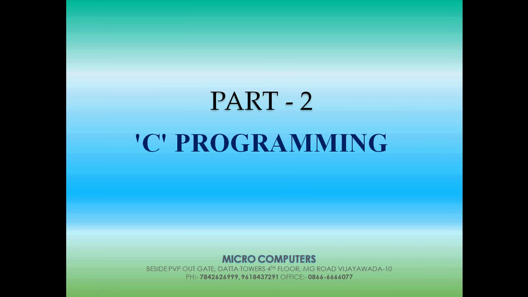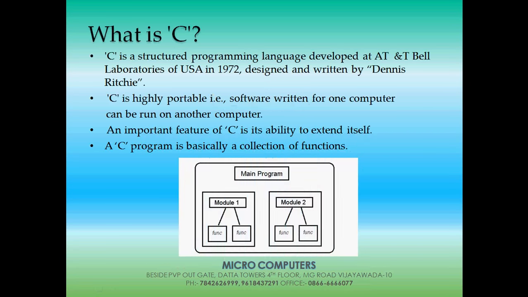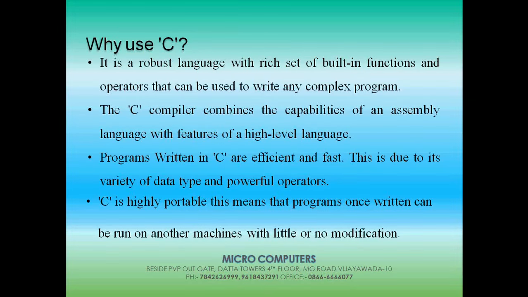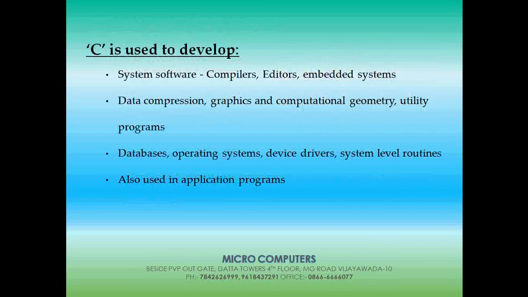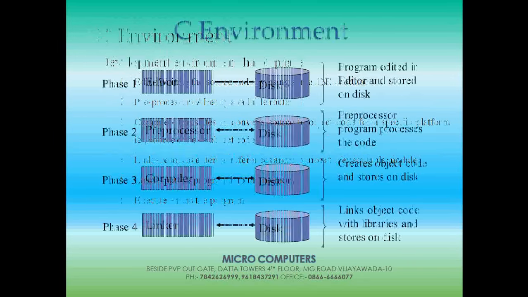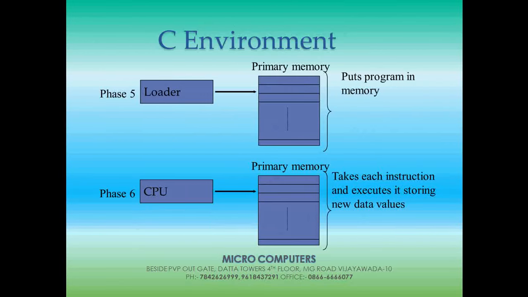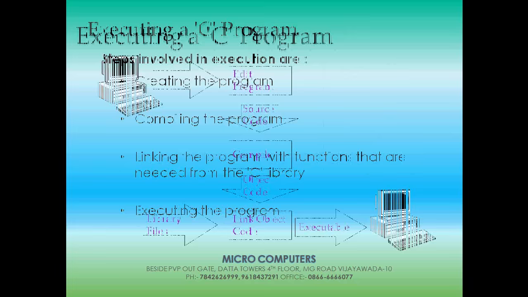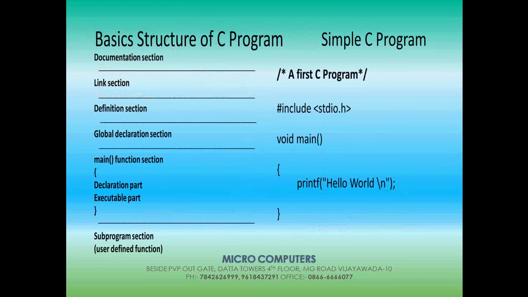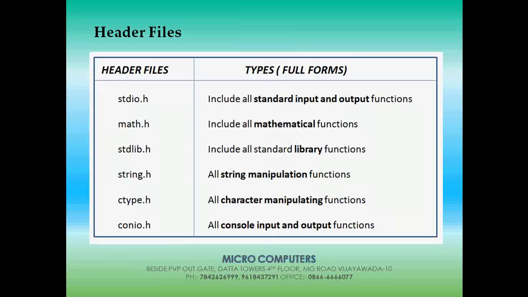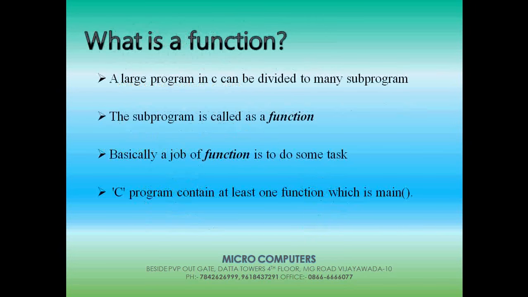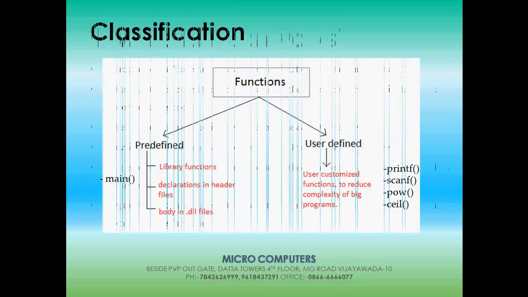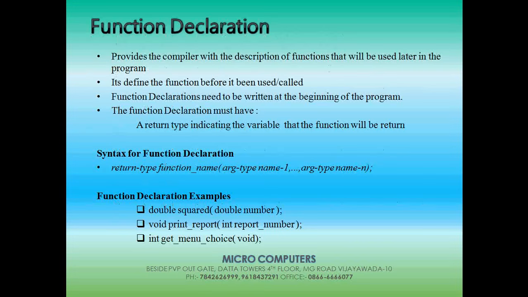Hello everyone. In the last tutorial we discussed what actually is the C language, why we use C, what languages were introduced before C, characteristics of C and the areas where C was used for development purposes, its environment and the back-end process of execution, different parts in which we saw the structure of a C program, and we learned the basic building blocks of C. What is a function and its classification, and we saw how a function works and the syntax to declare and define a function in a program.